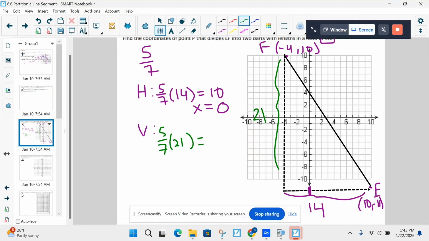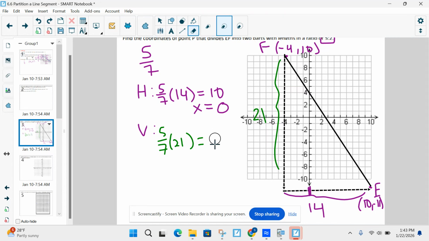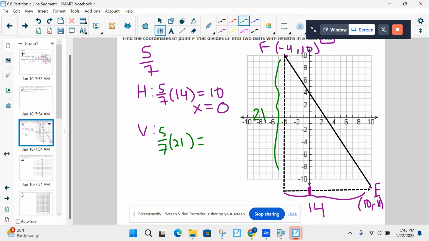is 3. 3, not 30. I'm sorry, 15. 15. Because 21 divided by 7 is 3, and then 3 times 5 is 15. That means I have to go 15 units up from negative 11. 15 units up from negative 11 would be what? 4. Negative 11 plus 15 is 4.